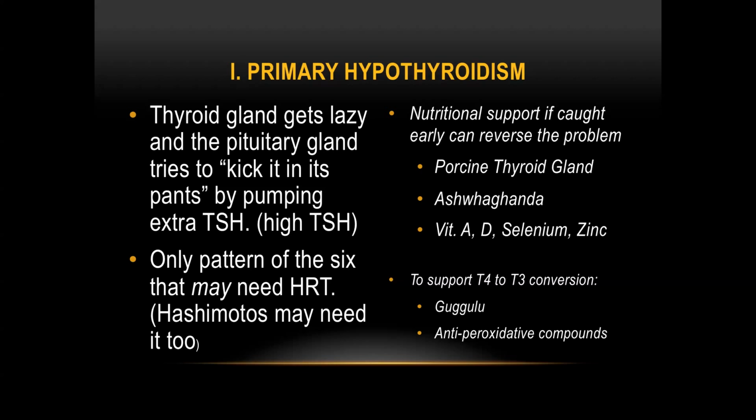Primary hypothyroidism is a true dysfunction of the thyroid gland, the only pattern of hypothyroidism that can be effectively managed with thyroid replacement hormone. Sometimes Hashimoto's can benefit from the supplementation of a hormone replacement.